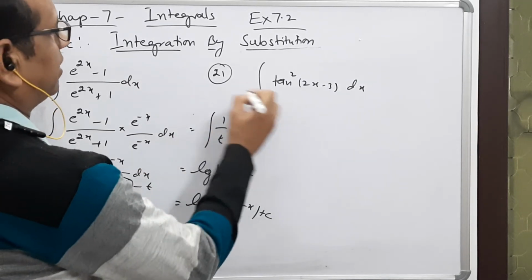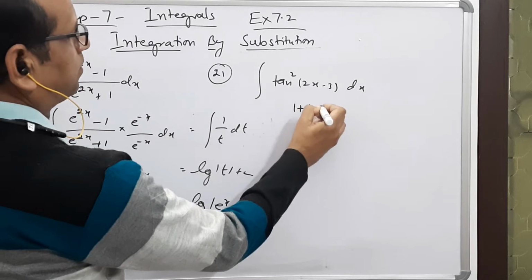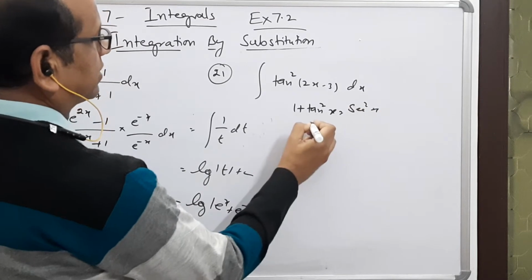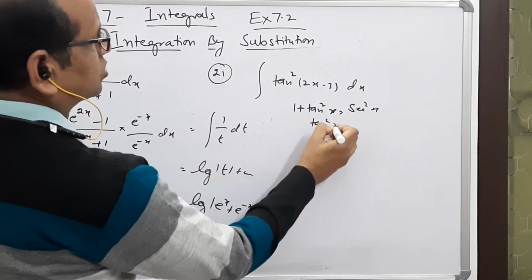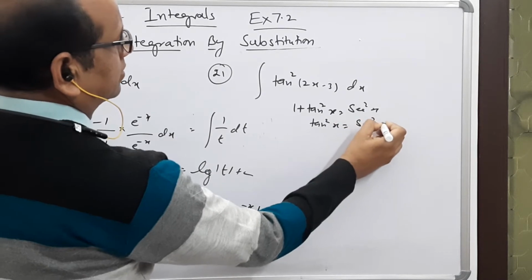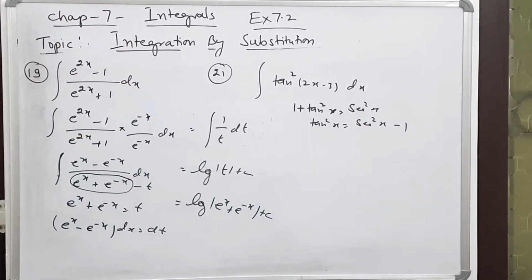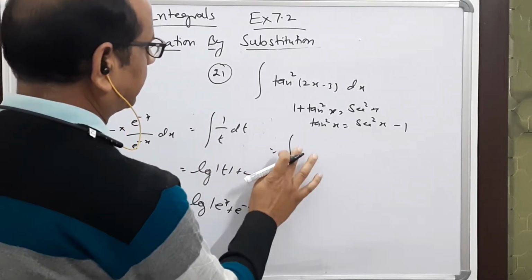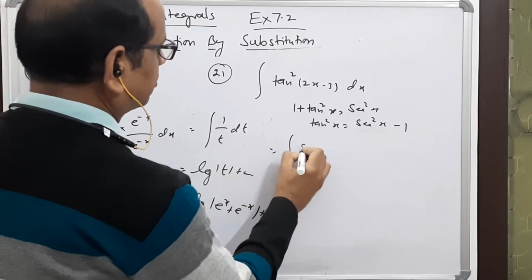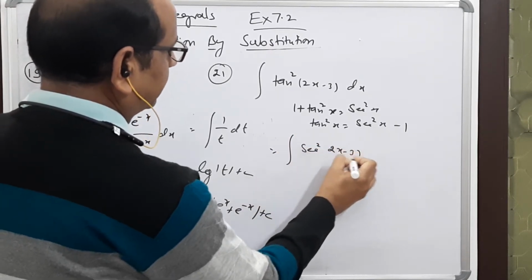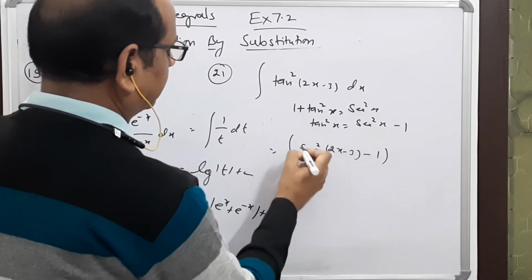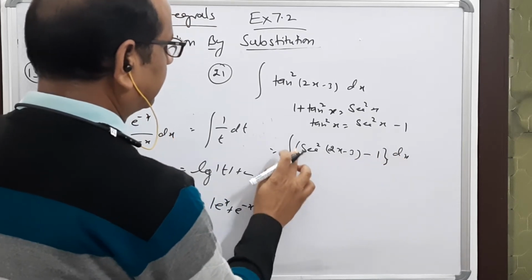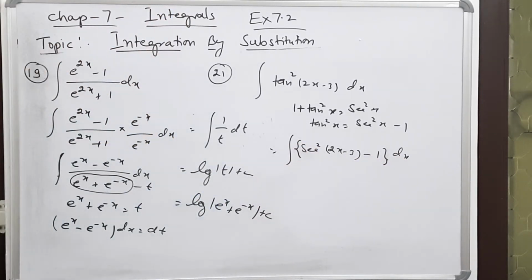Now you know there is an identity. I am taking the next problem. 1 plus tan square x is sec square x. So what is tan square x? It is sec square x minus 1. So we can apply this particular identity, and by this it will take the form sec square (2x minus 3) minus 1 dx. We can use the other bracket here, say curly bracket, like this.